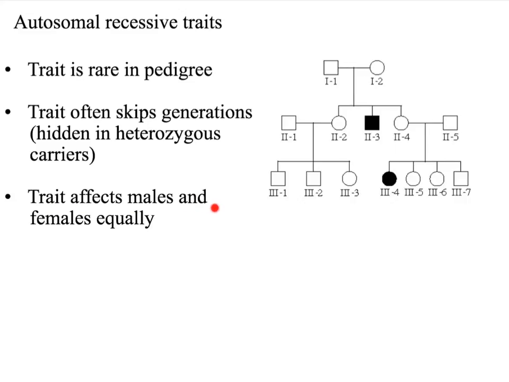The trait affects males and females equally. You see it has the circles and the squares. There's 50-50 on the pedigree. Half the people that have it are male, half the people that have it are female. So that would be autosomal. That part is what makes it autosomal, and recessive is the skipping of the generations. So this is what determines it's recessive, where this part makes it autosomal. This also makes it recessive, that it's rare.